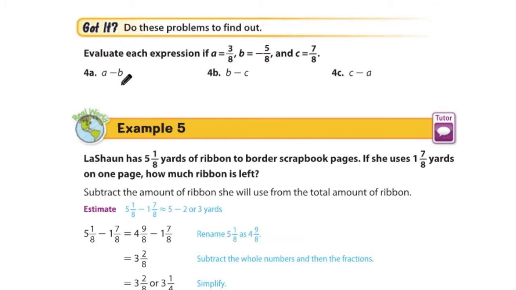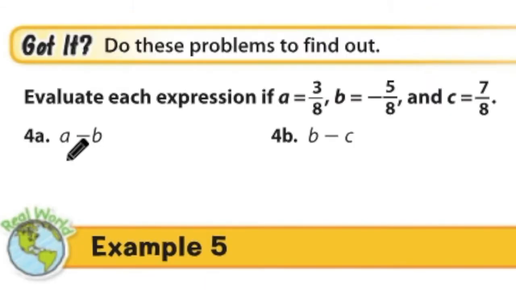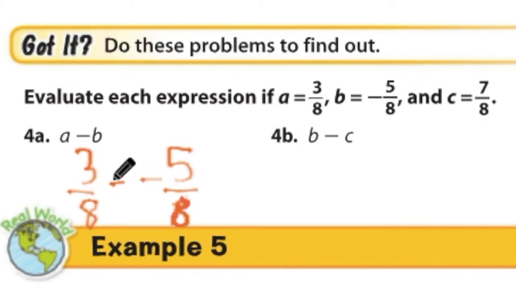So for the got it, example 4, 4a is a minus b, so that is 3/8 minus b, which is a negative 5/8, which turns into 3/8 plus 5/8, and that is equal to 8/8, which is equal to 1.